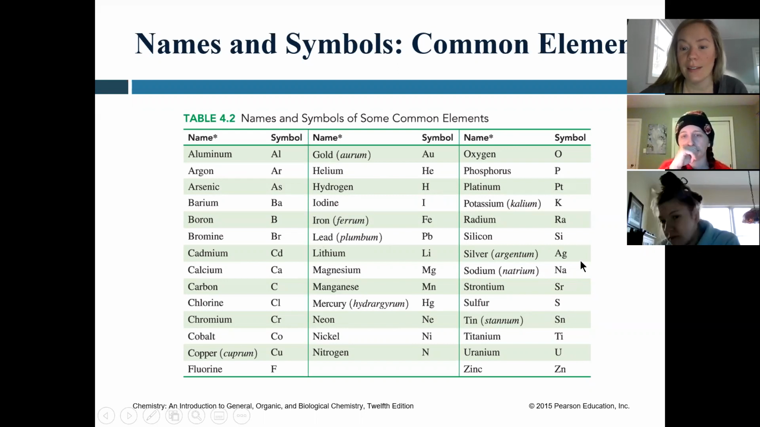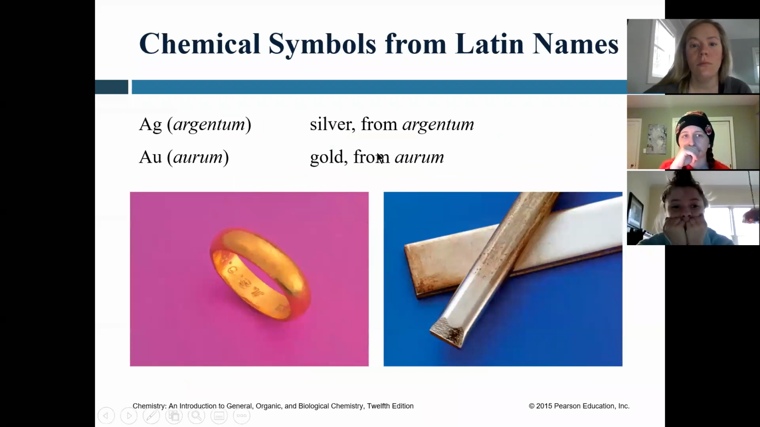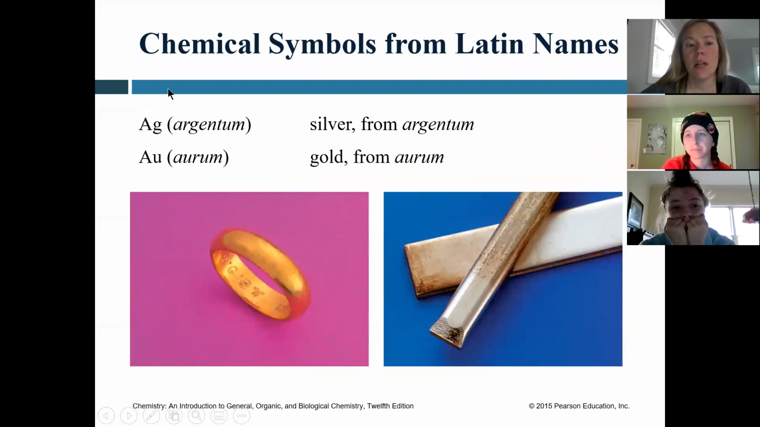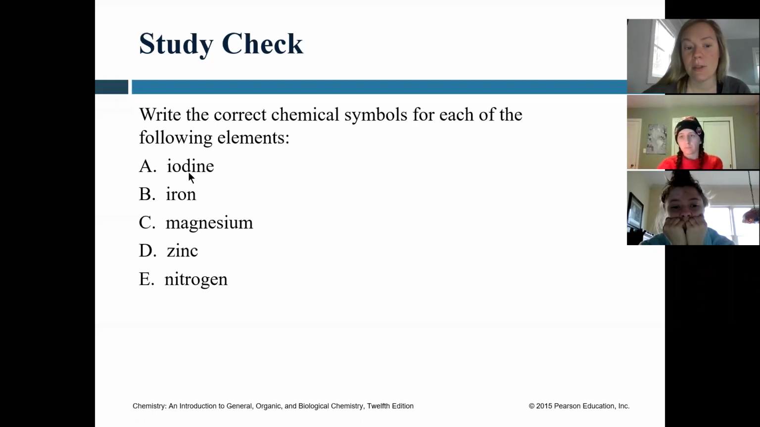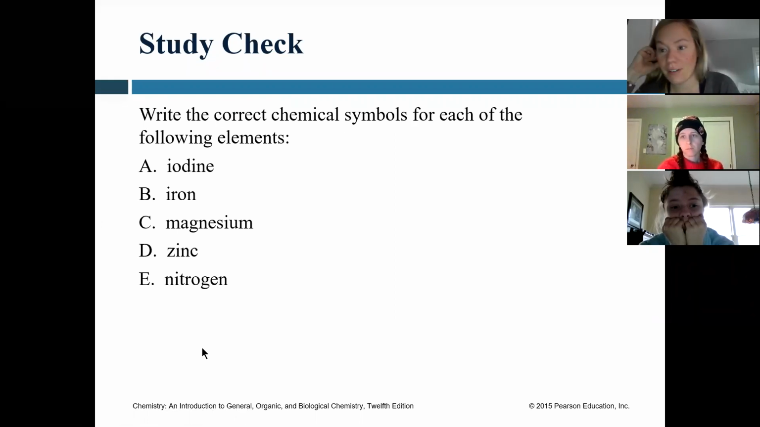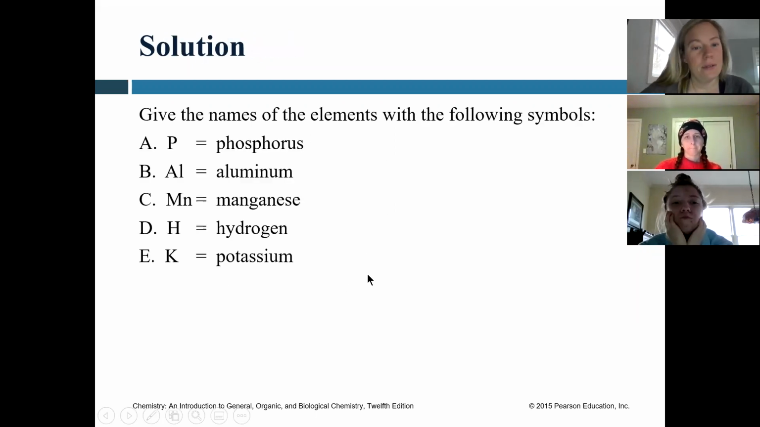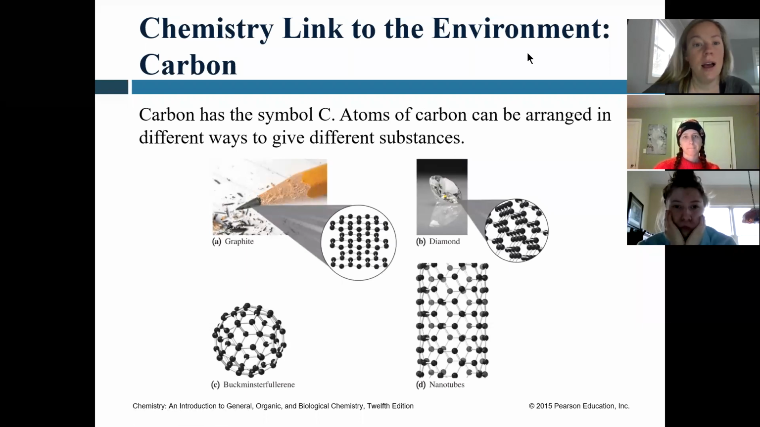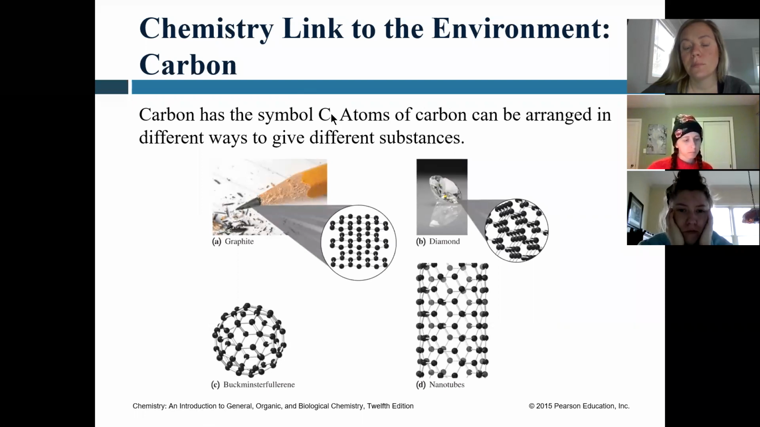You don't want to use S for sodium. Sodium is Na, sulfur is S. Silver, Ag, gold, Au. All right. I don't think we need to spend this much time, but it says write the correct symbol. So you want to be able to look at a periodic chart and find the symbol. So carbon has the symbol C.